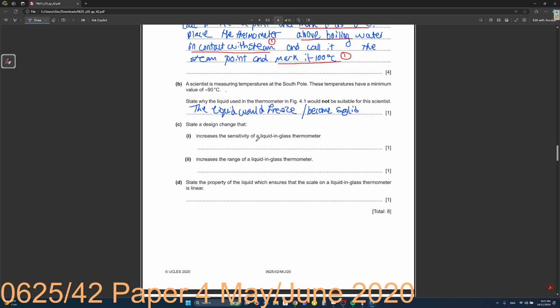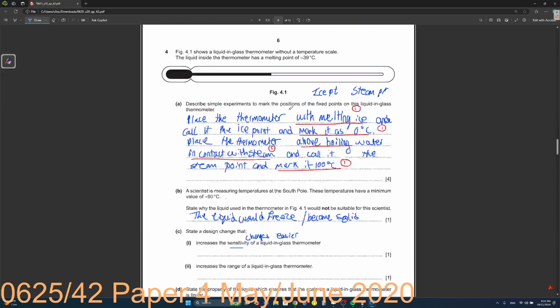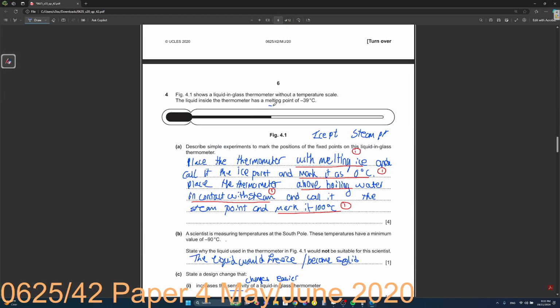State a design that increases the sensitivity of a liquid in glass thermometer. If you want to increase the sensitivity, that means it changes easier. So if I change it by minus 0.1 degrees Celsius, it might not change. But if I change it by minus 0.2 degrees Celsius, then you'd see the liquid change. So to increase the sensitivity, I can use a thinner tube, because if I use the thinner tube, the liquid's gonna be tighter, and it's gonna be very sensitive.